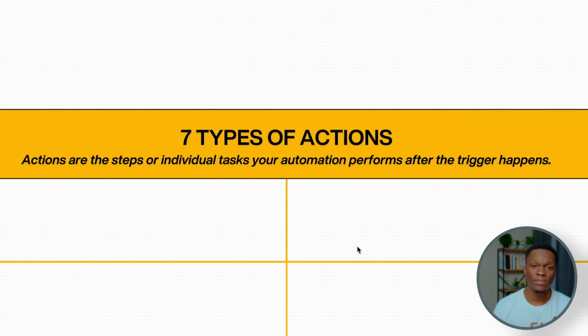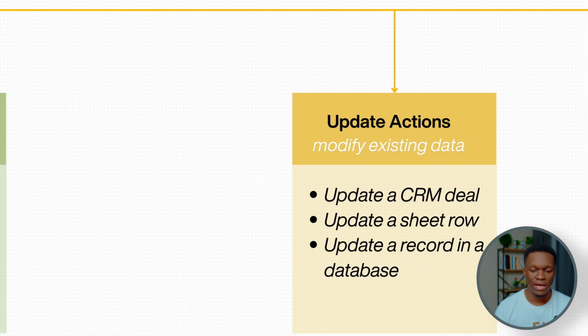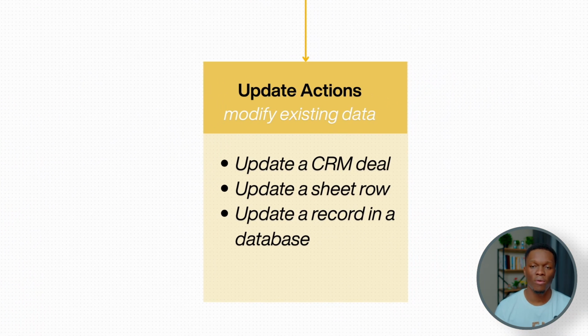Now let's dive in the second part of every automation, which is the steps or actions. Now, the steps or actions are individual tasks your automation performs after the trigger happens. All right, so the trigger is what starts the automations. The steps are individual tasks that the automation performs. There are 7 types of actions, and we will see them right now. The first type of actions are create actions. So this is where the automation creates something new. It can be creating a document, creating a folder, creating a row, creating a contact, a task, and so forth and so on.